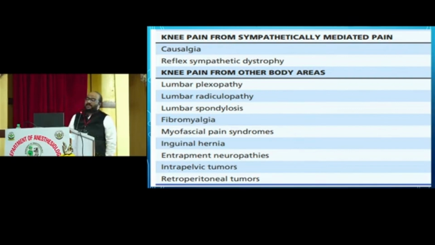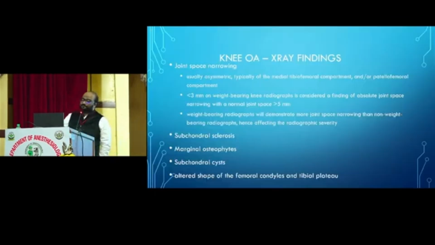From any other body areas, like I said, always examine a joint above and a joint below. So there could be referred pain from the lumbar spine: any radiculopathy, spondylosis, fibromyalgia, or retroperitoneal tumors. So these are all the things which could cause knee pain when you have a patient with a painful knee in the OPD.